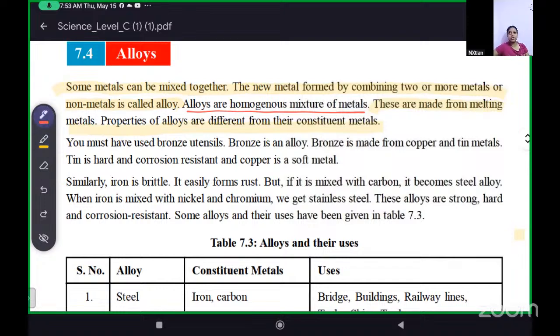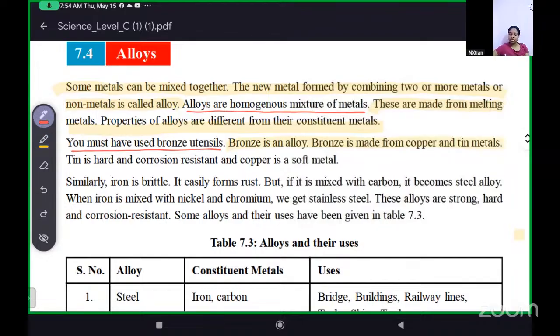Now, it's not necessary that the alloy will have the same properties as the metal that is used in making it. It can have different properties than the original metal. Have you ever seen bronze utensils in our homes? Yes, ma'am. Yes, bronze is an alloy. Okay, bronze is an alloy. How is it made? It is made from mixing copper and tin metals. When we mix copper and tin metals together, it gives us a new metal known as an alloy.